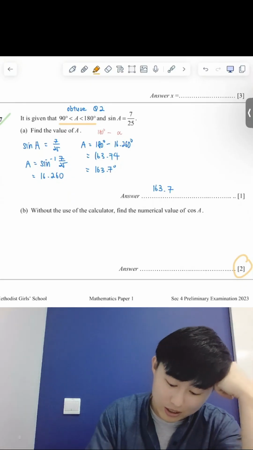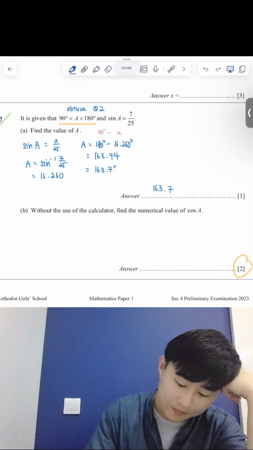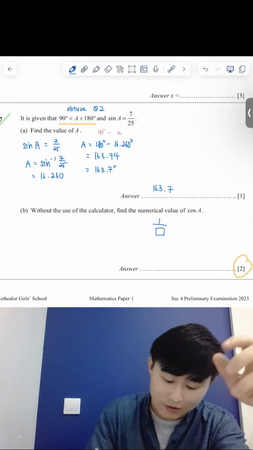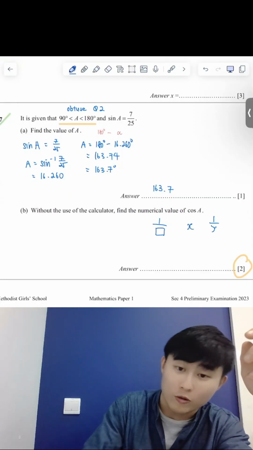What is reciprocal? Reciprocal is 1 over something. Okay, reciprocal of that something. So let's say if I want the reciprocal of x, then it's just 1 over x.